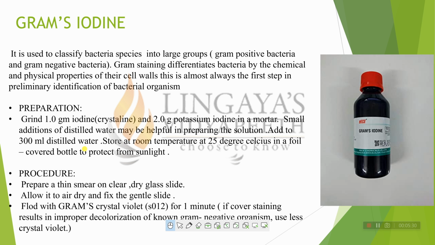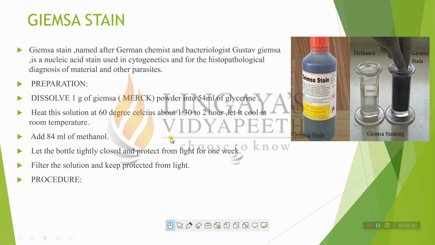Alright, 300 ml distilled water is used. Now what you have to do, you have to mix it well and store this at room temperature or at 25 degrees Celsius in a foil covered bottle and protect it from the sunlight. Generally the amber color bottle is used for the storage of the Gram's iodine.